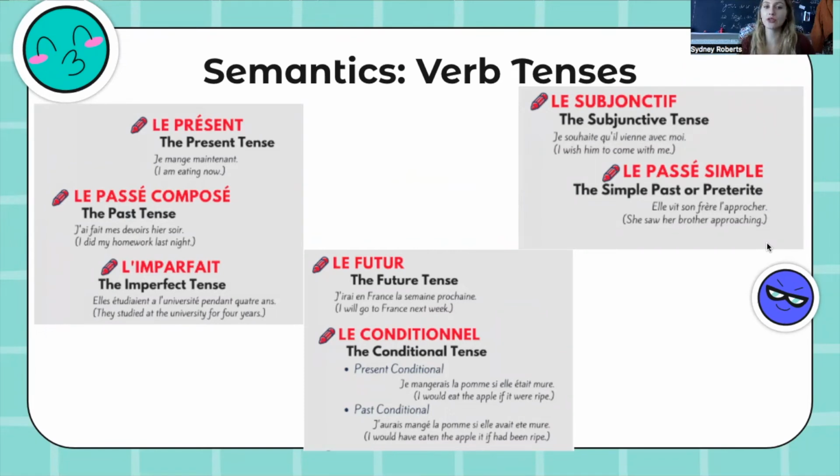I'm eating now. Je mange maintenant. The passé composé, which is the past tense. Je fais mes devoirs hier soir. I did my homework last night, so I already did something.